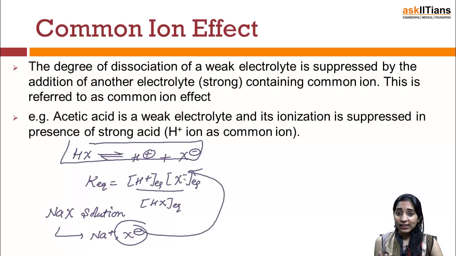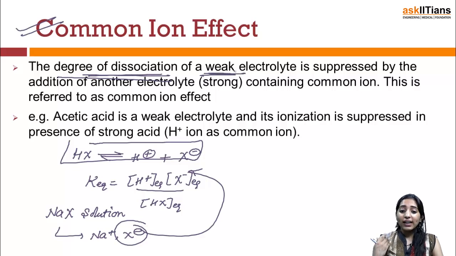Now according to Le Chatelier's principle, it is very clear that if you are increasing the concentration of X minus on the product side, the reaction will go in the direction in which the equilibrium will be using up the X minus. So the reaction here proceeds in the backward direction. That means the dissociation of HX will be affected. This is what is meant by the common ion effect: the degree of dissociation of a weak electrolyte is suppressed by the addition of another electrolyte, which is a strong electrolyte containing a common ion.